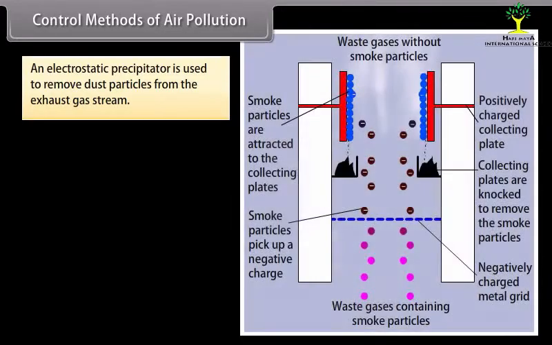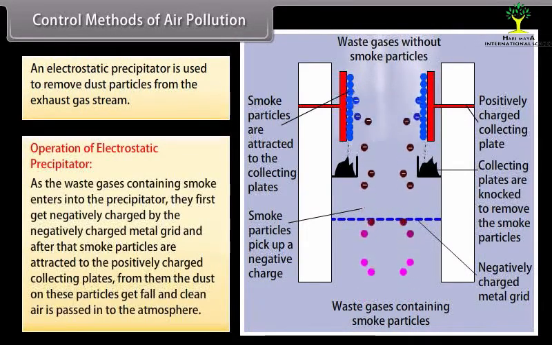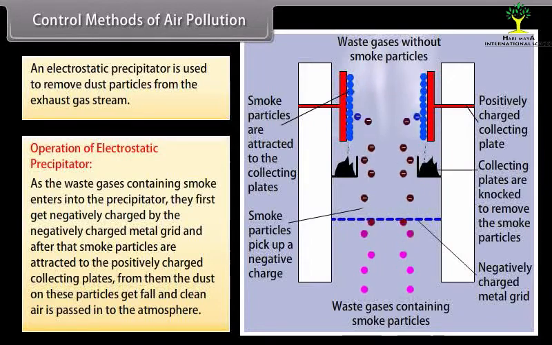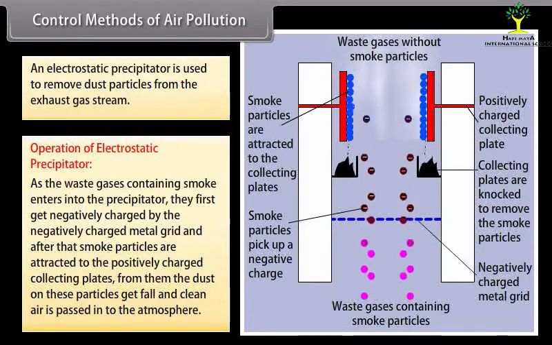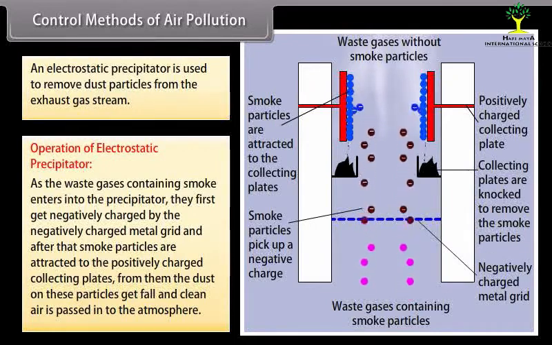Control methods of air pollution. An electrostatic precipitator is used to remove dust particles from the exhaust gas stream. Operation of electrostatic precipitator. As the waste gases containing smoke enter the precipitator, they first get negatively charged by the negatively charged metal grid, and after that, smoke particles are attracted to the positively charged collecting plates. From them, the dust on these particles falls off, and clean air is passed into the atmosphere.